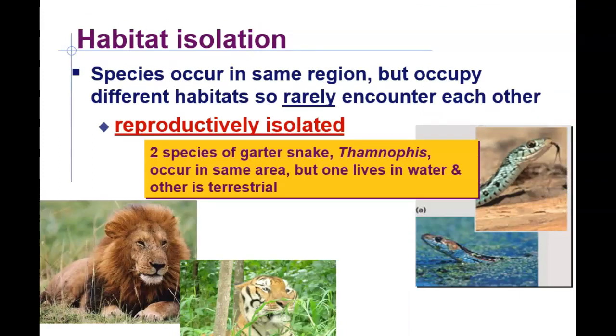Habitat isolation is a little bit different than geographic isolation. In geographic isolation, two populations are separated from each other. They are not part of the same habitat. In habitat isolation, two populations actually live in the same habitat, but occupy different parts of that habitat so they don't encounter each other. And that can lead to a reproductive barrier just because they don't encounter each other within the same habitat. For example, these two types of garter snake, they live in the same area, but one lives in the water and one lives on land, and so they don't encounter each other and they don't interbreed, creating a reproductive barrier.